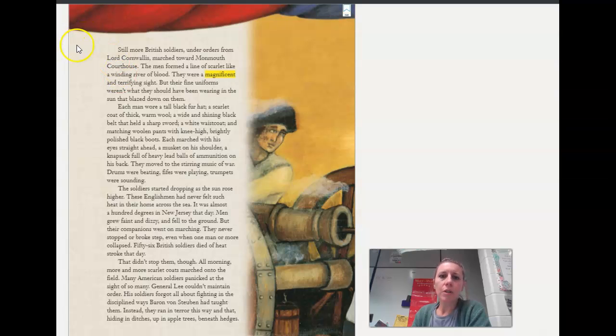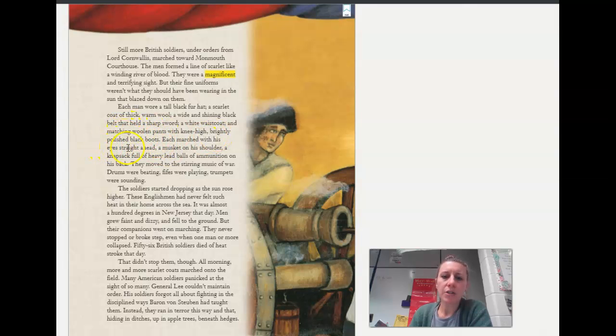Still more British soldiers, under orders from Lord Cornwallis, marched toward Monmouth Courthouse. The men formed a line of scarlet like a winding river of blood. They were a magnificent and terrifying sight, but their fine uniforms weren't what they should have been wearing in the sun that blazed down on them. Each man wore a tall black fur hat, a scarlet coat of thick, warm wool, a wide and shining black belt that held a sharp sword, a white waistcoat, and matching woolen pants with knee-high, brightly polished black boots.